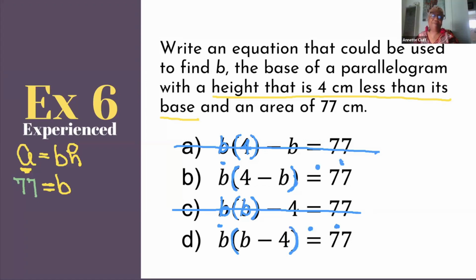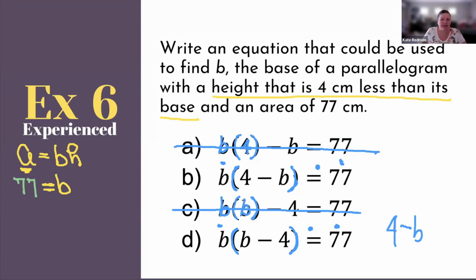Problem B says 4 negative B. And then on D, it says B negative 4. That's what's different, right? It's order. In the first one, we have 4 and we're taking away B. In the next one, we have B and we're taking away 4. So this is not about distribution. This is about language. A lot of students, if I just say 4 less than B, they want to say 4 less B. But that's not how life works.